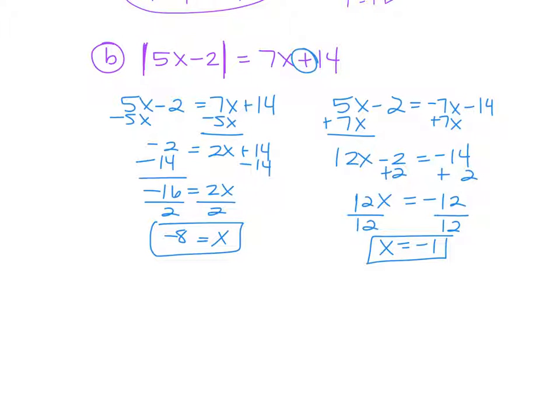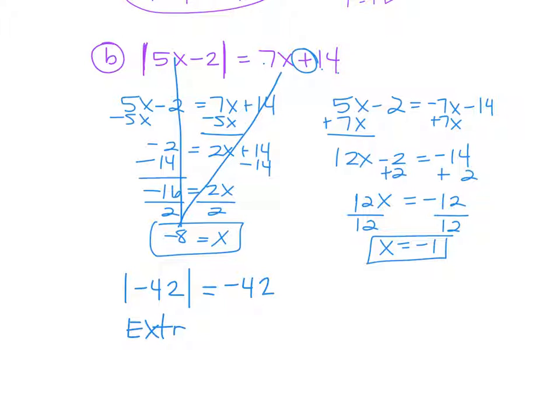Which one? The negative 8 is extraneous, right? If you plug this in here and here, you're going to get negative 40 minus 2. So the absolute value of negative 42. And then plug it in over here. Negative 56 plus 14 is negative 42. You cannot have absolute value equal to a negative. So this is extraneous. Okay, which means it's not an answer.